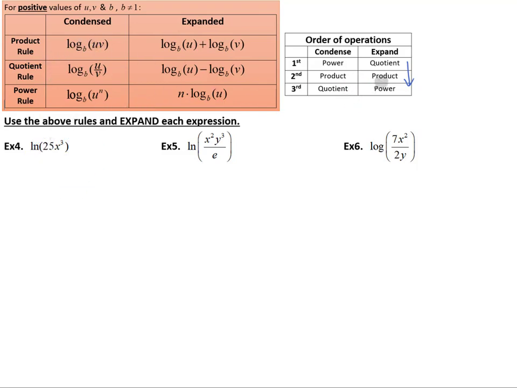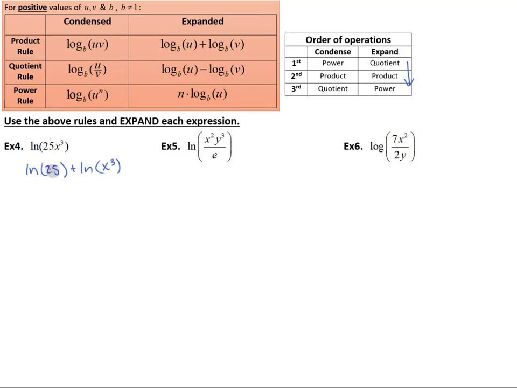Product rule is next. Do I have any logs with multiplication? Anything held with multiplication that I can separate into 2 logs being added? Yep. 25 times x cubed can be written as the natural log of 25 plus the natural log of x cubed. We can separate those with addition.